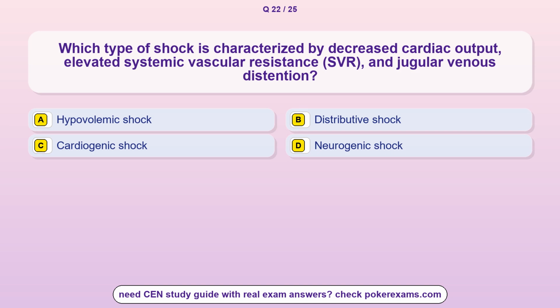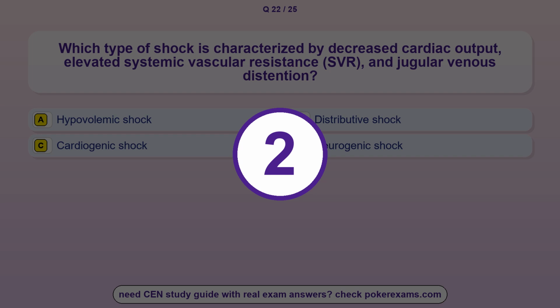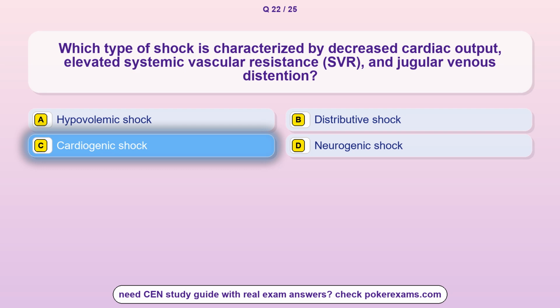Question 22. Which type of shock is characterized by decreased cardiac output, elevated systemic vascular resistance, SVR, and jugular venous distension? Option A, hypovolemic shock. Option B, distributive shock. Option C, cardiogenic shock. Option D, neurogenic shock. The correct answer is option C, cardiogenic shock.